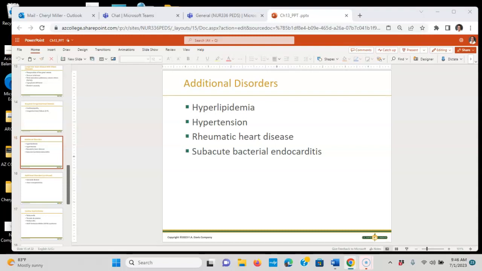And then again, maintain good dental hygiene, prophylactic antibiotics with these kids. So dental procedures for children with heart disease, a prosthetic heart valve, endocarditis, a heart transplant, certain congenital heart defects, congenital heart disease. These children are going to end up going for prophylactic antibiotics because they're the most at risk.